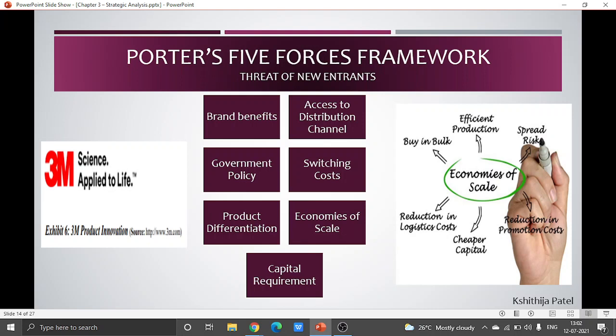Now this is 3M's office business. It is home to some of the world's best known brands like Post-it, Scotch, and many others.